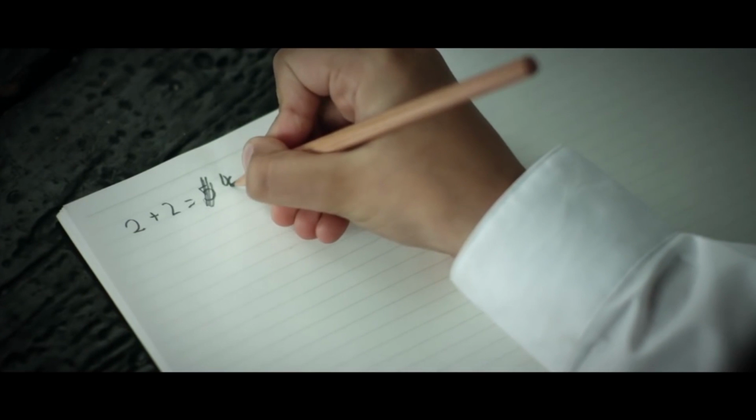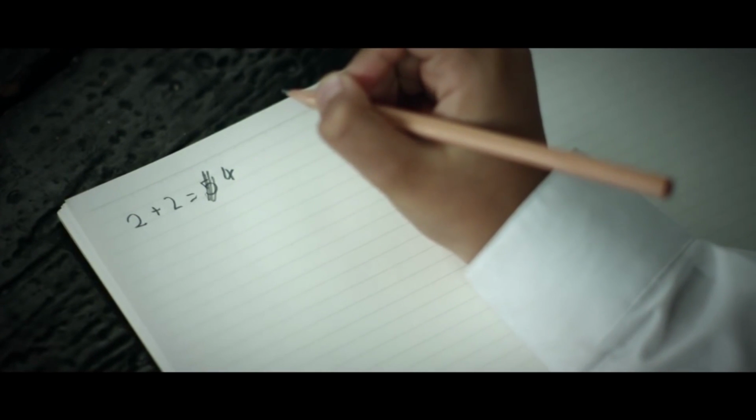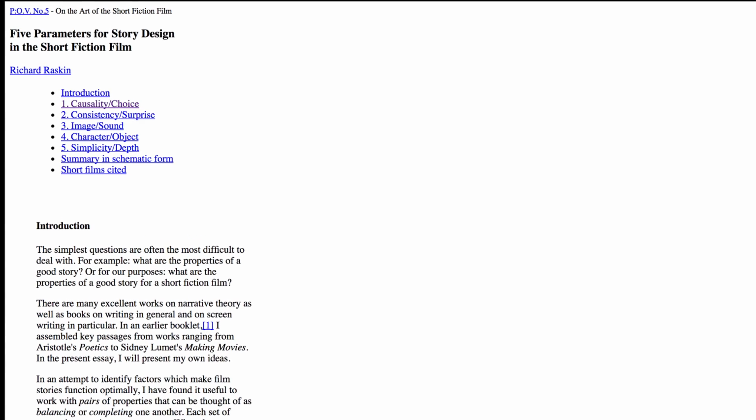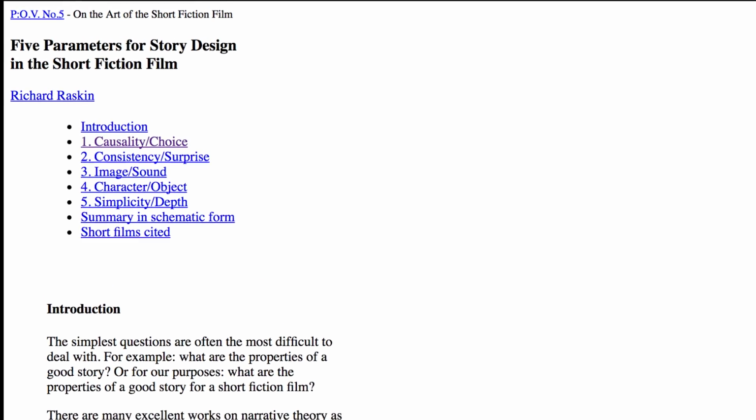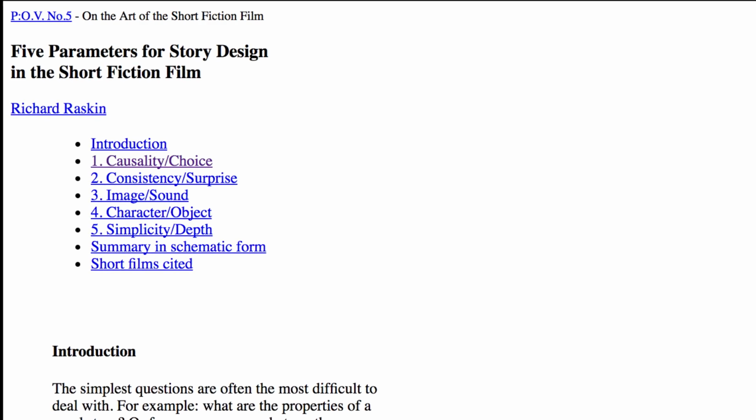When it comes to the structure of 2 and 2, I think it can be looked at through Raskin's 5 parameters of story design. Raskin identified factors that make film stories function optimally. He found it useful to work with pairs of properties that can be thought of as balancing or completing one another. Each set of properties constitutes a parameter. When the 2 components of a given parameter are both fully present in a filmic event, Raskin believes their interplay shapes and enriches that event.